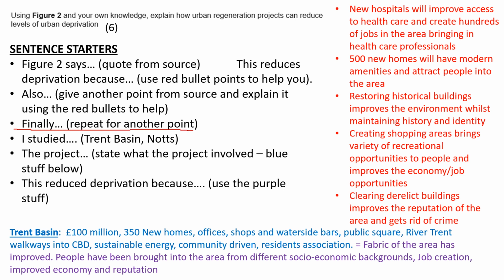And then you need to go into using your own knowledge. So you studied the Trent Basin. State what the project involved. That's the stuff in blue. You don't need to give all of it, but some of it. And then explain how it reduced deprivation, which is the stuff in purple. Okay, and remember, you must link back to reducing deprivation, which is basically reducing things that give a poor environment, poor conditions for people, and a poor economy. We're trying to reduce that. Pause this slide. You need to spend 8 minutes on it now.